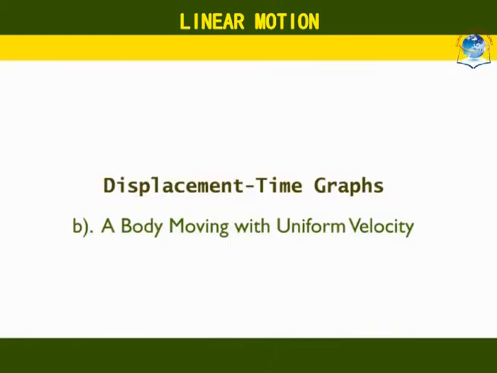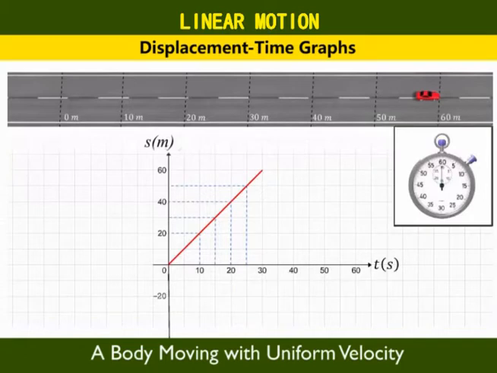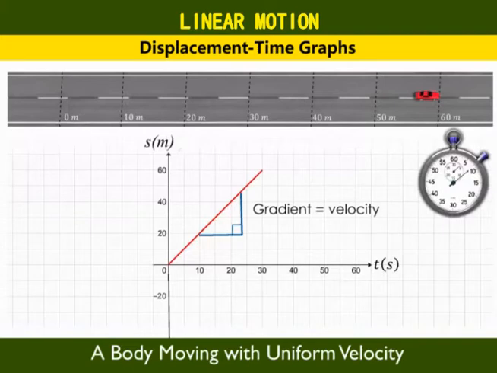Second case, a body moving with uniform velocity. Like in the distance time graph, the displacement of a body moving with uniform velocity changes uniformly at equal intervals of time. That means the body covers the same distance in equal time intervals in the same direction. For example, here, the car covers 10 meters every 5 seconds moving towards the right. The gradient or slope of a displacement time graph gives the velocity of the motion.